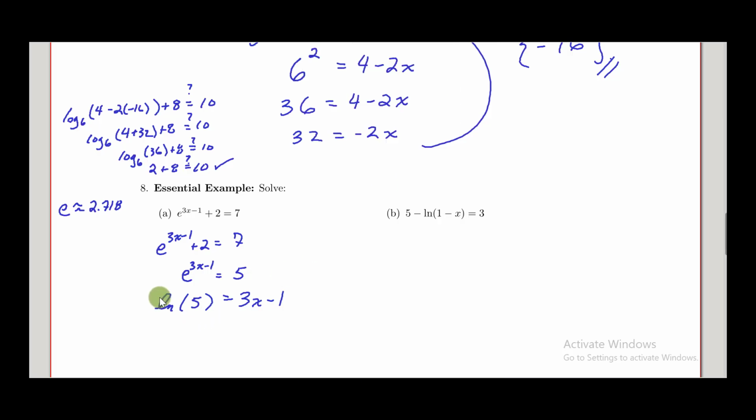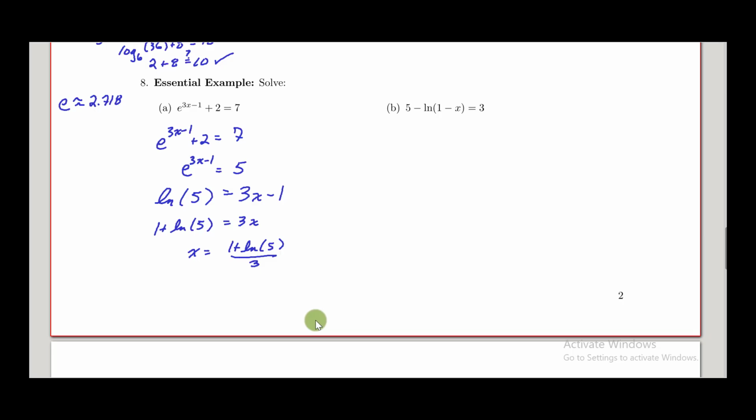Okay. So even though this is an irrational number, just like you might have a square root of 2 or a square root of 3 in your answer, we're going to have a natural log of 5. So let's go ahead and isolate the x by adding 1 over to the other side. And at long last, I have isolated x, and we get x is equal to 1 plus the natural log of 5, all divided by 3. And that's how we'll give our answer.